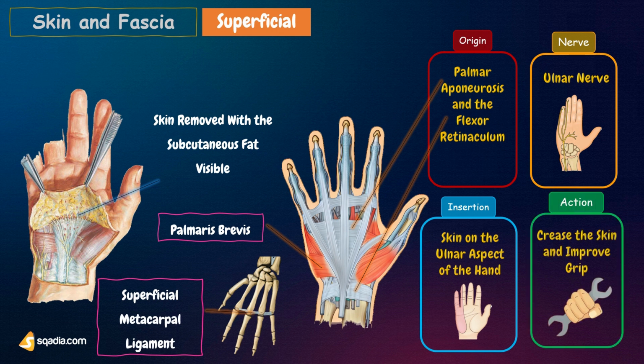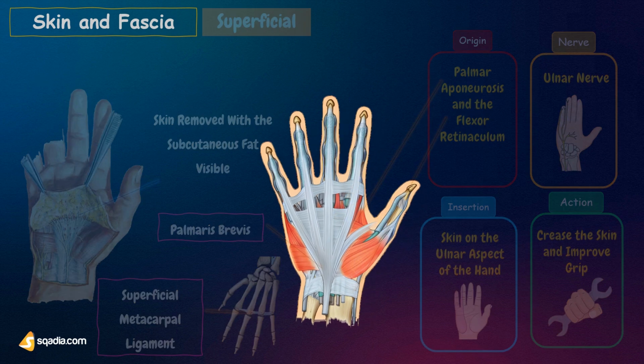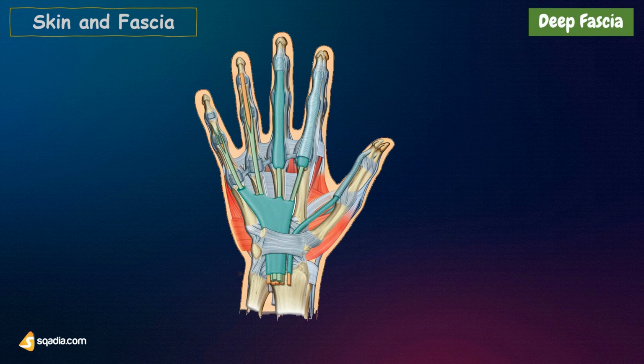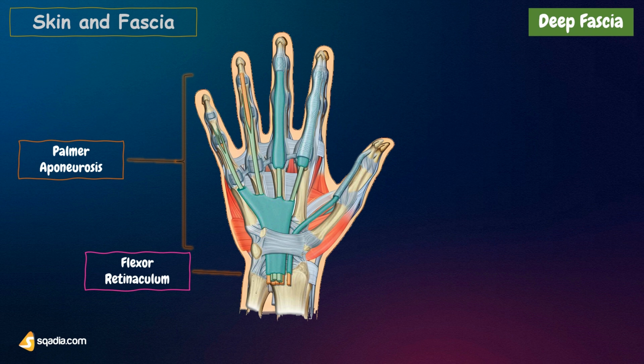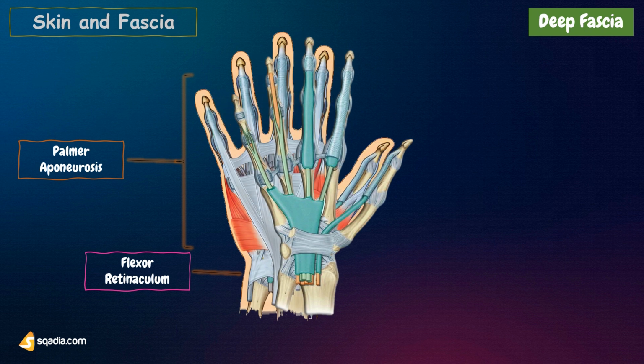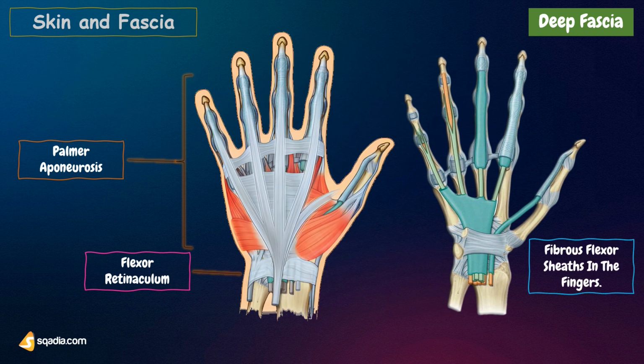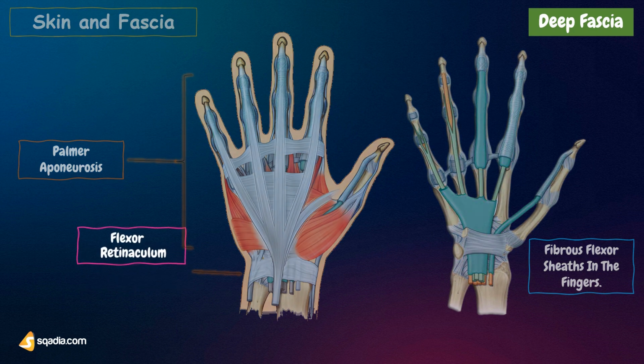It is innervated by the ulnar nerve. If we look at the deep fascia of the hand, the deep fascia is specialized to form the flexor retinaculum at the wrist, the palmar aponeurosis in the palm, and the fibrous flexor sheaths in the fingers. All three form a continuous structure which holds the tendons in position and thus increases the efficiency of the grip. Let's talk about these structures in detail one by one.